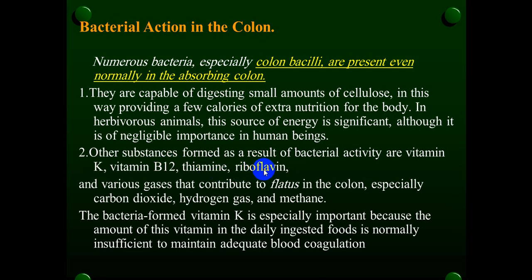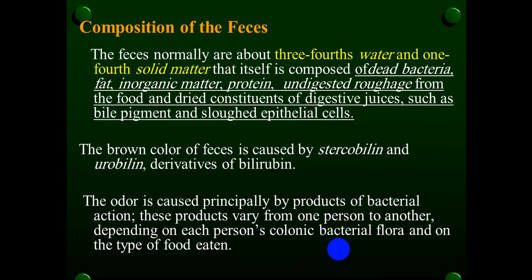The human being depends on this flora to have vitamin K and B12, thiamine, riboflavin, because our food contains insufficient amounts of these, mainly vitamin K, which is important in the coagulation process of blood. المهم بعملية التخثر للدم. And finally, we will talk briefly about the feces.